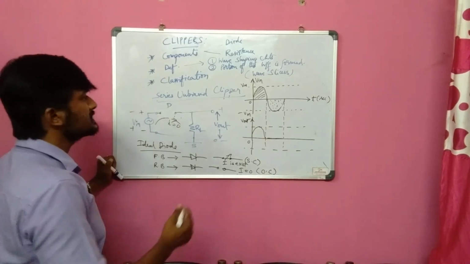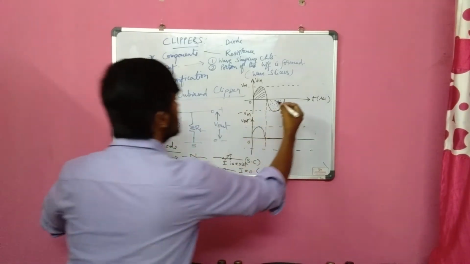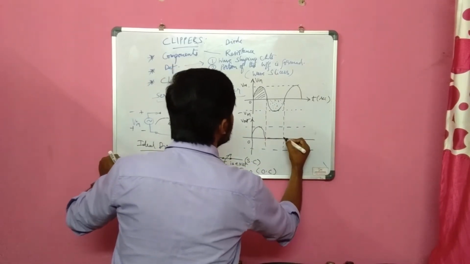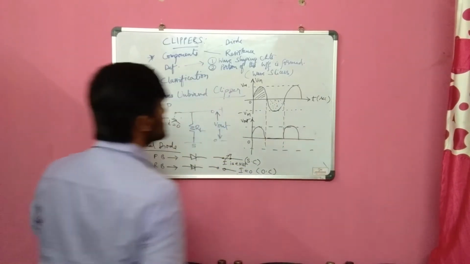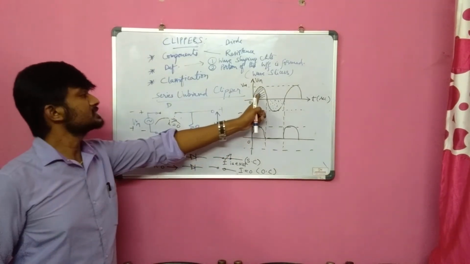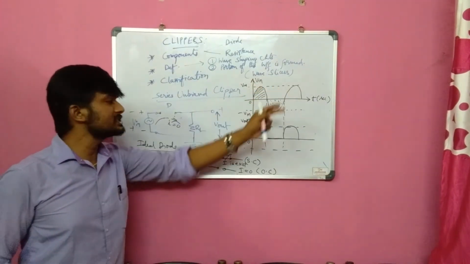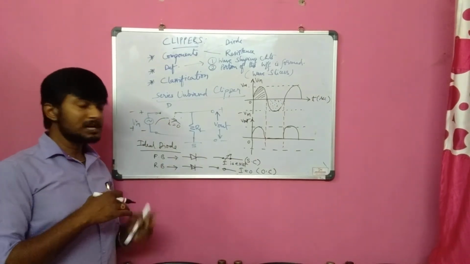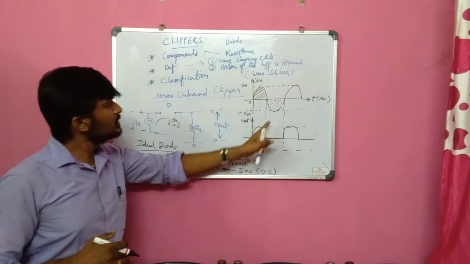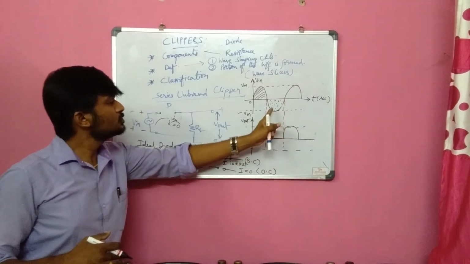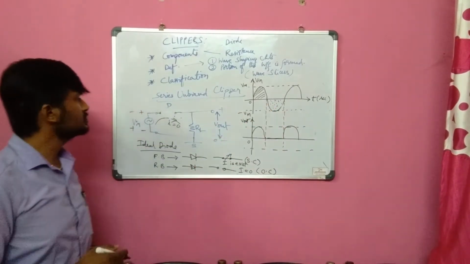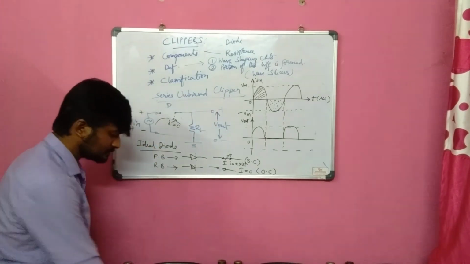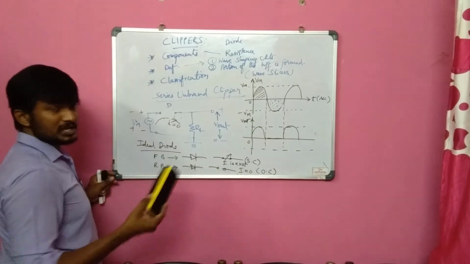Okay. If you consider the next positive half cycle, again for this positive cycle, the output will be there, just like in the first case. So only for the positive half cycles will the diode be in the on position. When the diode is on, current flows in the circuit, so there will be output only in the positive half cycle and no output in the negative half cycle. So this is about the series unbiased clipper. Now let's talk about the shunt unbiased clipper.